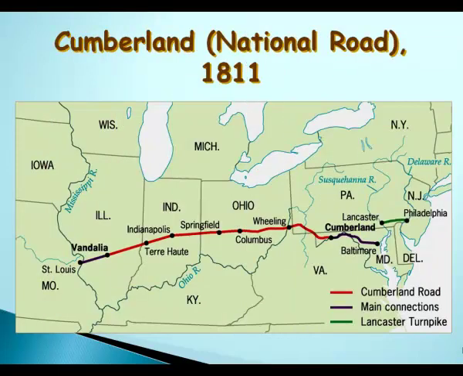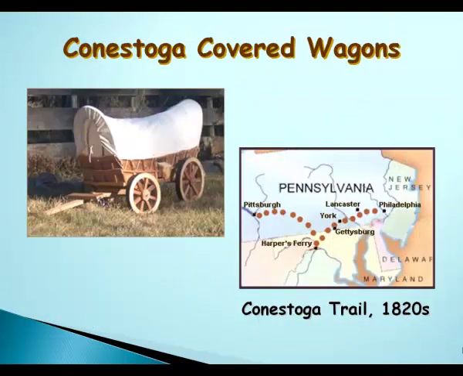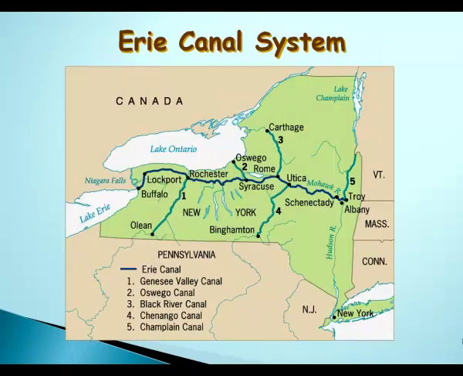The Cumberland National Road went from Maryland all the way to St. Louis. And you start seeing transportation from one side of the country to the other, which is good. The Conestoga covered wagon, as you can see, the trail isn't very long from Philadelphia to Pittsburgh. So you're just going from Pennsylvania all the way over to the other side of Pennsylvania. When we think of the Conestoga covered wagon, we think of the pioneers moving west in it, but it was really used for transport of goods.